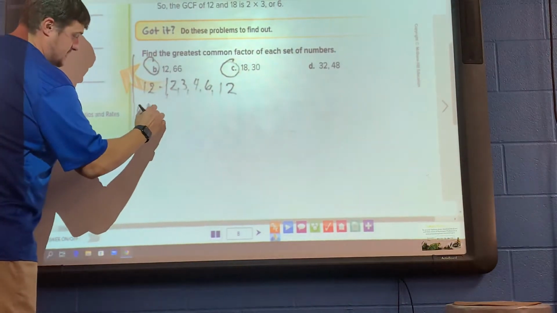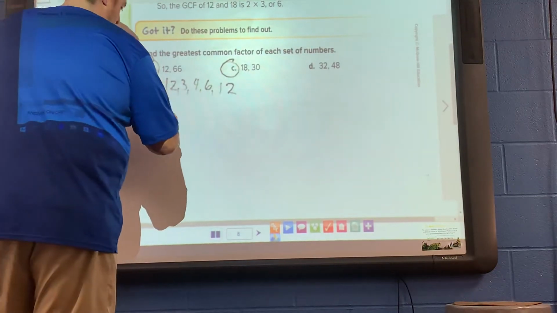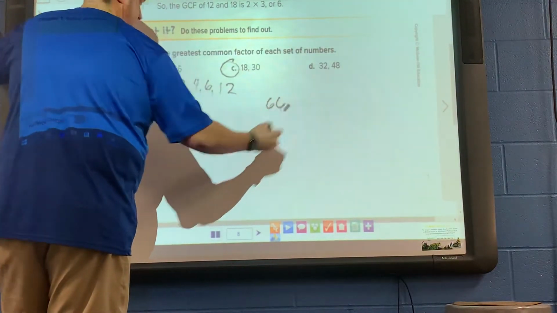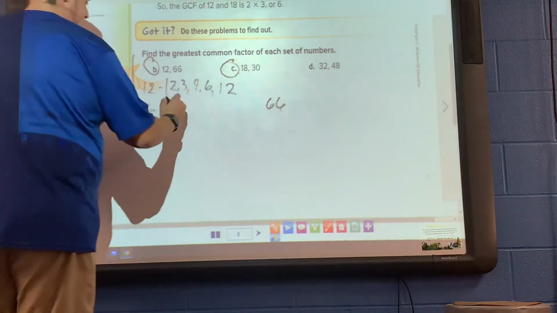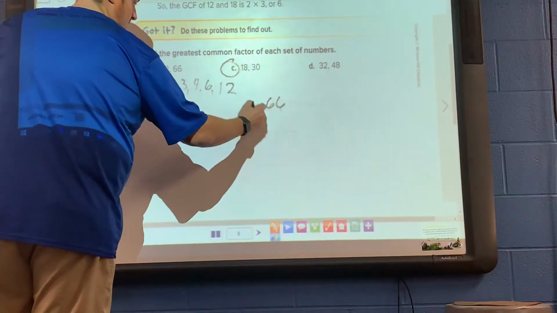Now 66, this is a bigger number. This is going to take a bit. So we have 1 and 66. 2 goes into it because it is even. So 2 and 33.